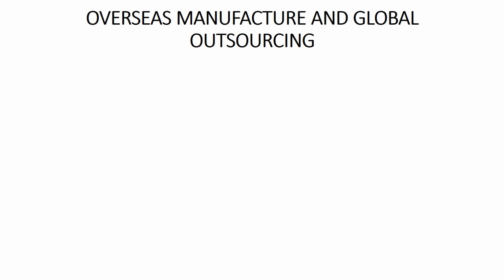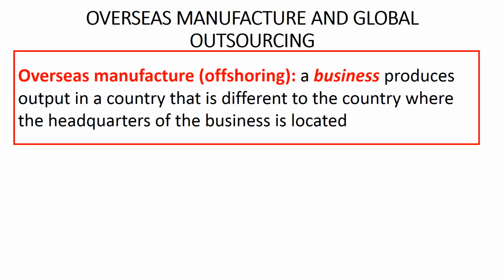This brings us to the next two global considerations in operations management that we need to look at. These are overseas manufacture and global outsourcing. Overseas manufacture, also called offshoring, occurs where a business produces output in a country that is different to the country where the headquarters of the business is located. Look down the left-hand side of your vocabulary sheets, find the term overseas manufacture and write this definition in there.